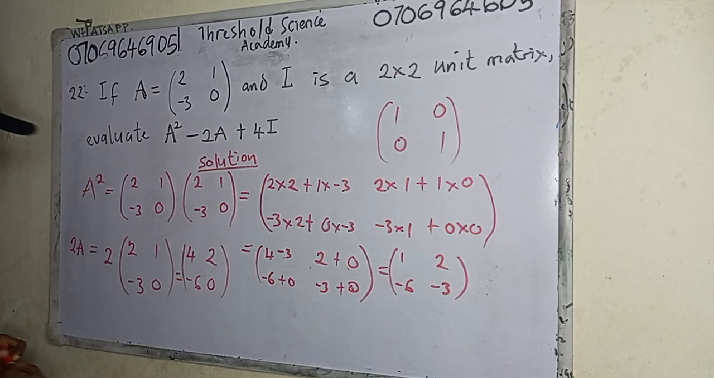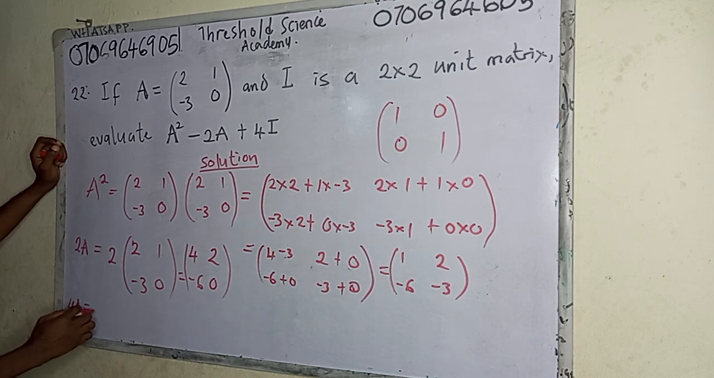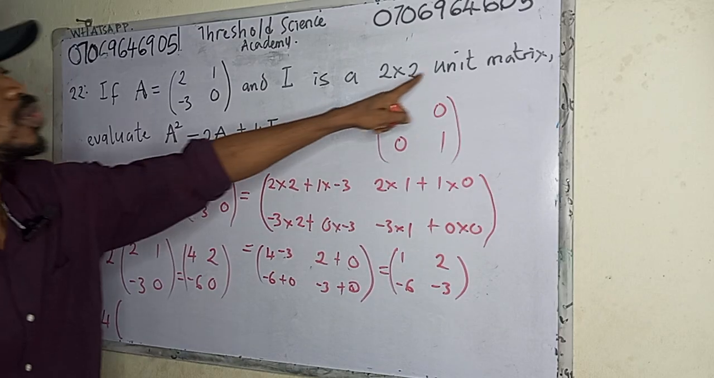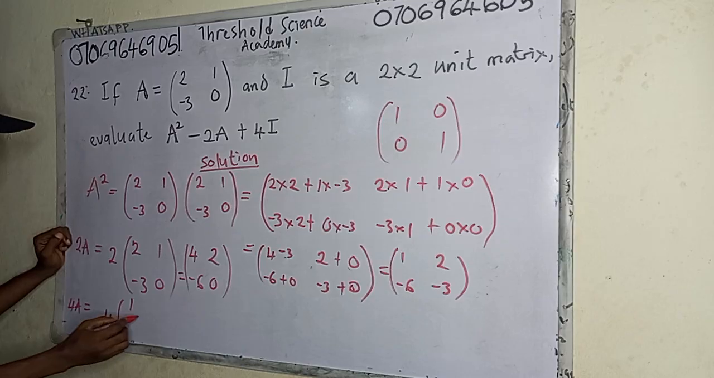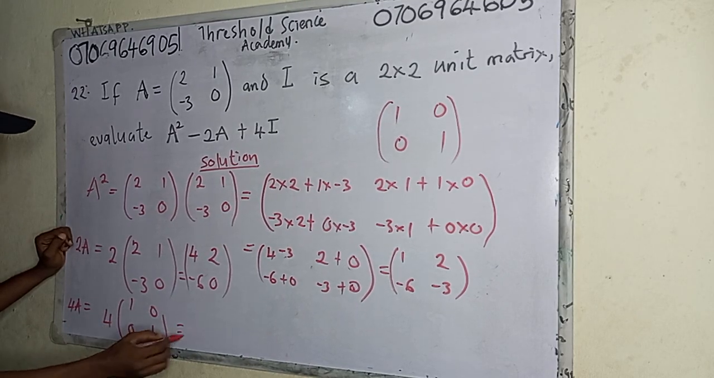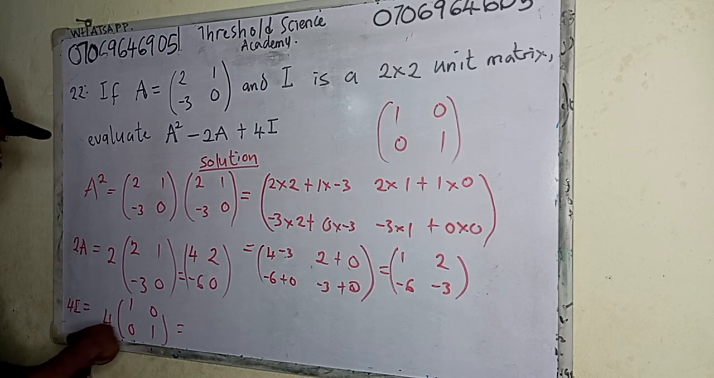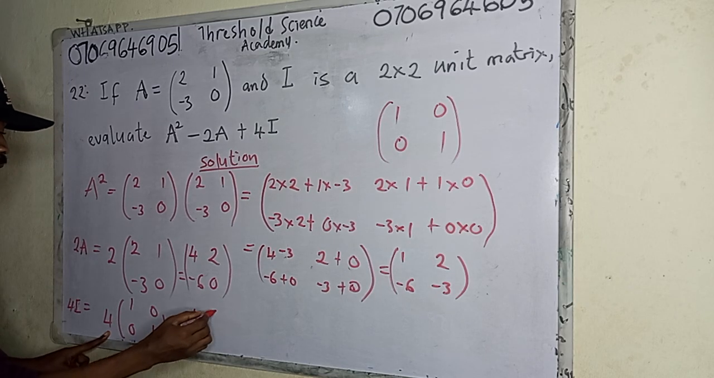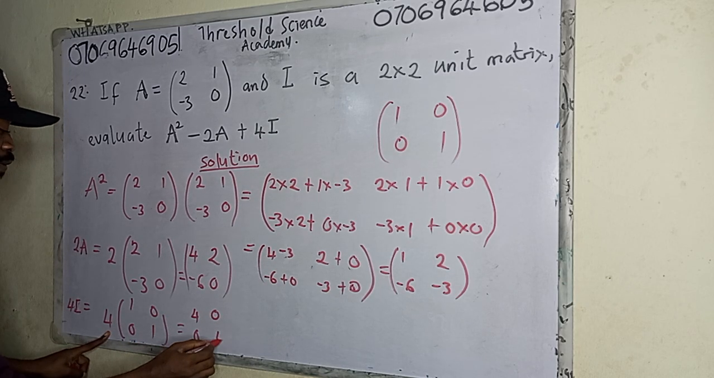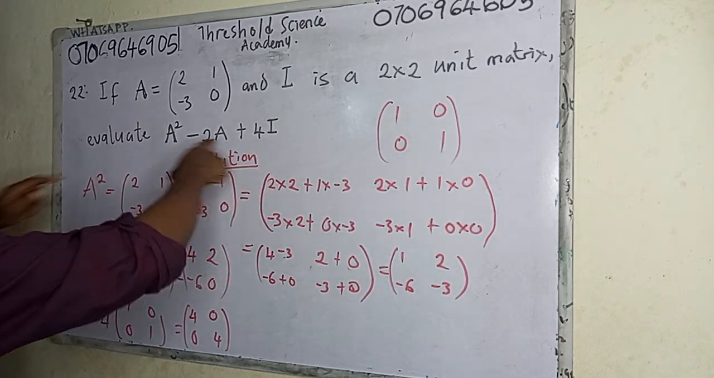Then 4I. That's also a scalar multiplication of our matrix. That's going to be 4 times the 2 by 2 identity matrix, which is just 1, 0, 0, 1. Like we did for 2A, we're going to do it for 4I. Multiply the scalar by all of the elements here. 4 times 1 is 4. 4 times 0 is 0. 4 times 0 is 0. And 4 times 1 is 4. Now we've gotten everything that is needed for this expression.